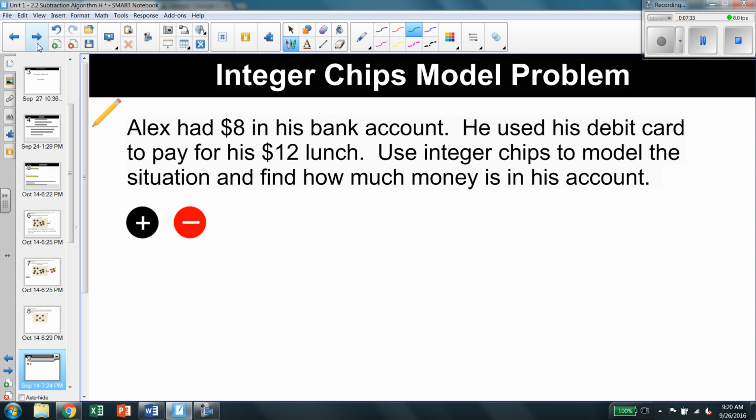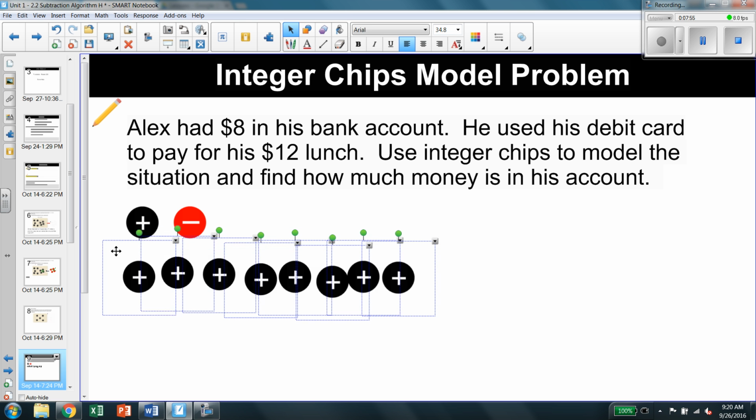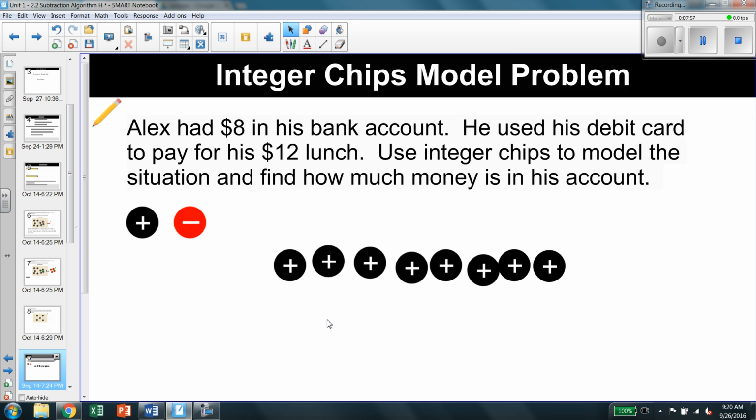Alex had $8 in his bank account. So 1, 2, 3, 4, 5, 6, 7, 8. Okay. He used his debit card to pay for a $12 lunch. How can we find how much money is in his account? Well, we have some options here. We could take 12 blacks away, right? But wait a second, we only have 8.